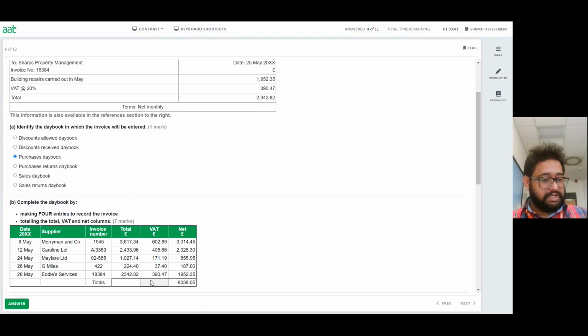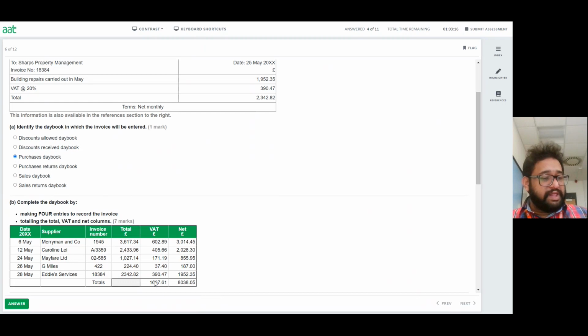Here, yeah, that's it. Then you're going to take this one, divide by 5. Yep. So if I divide that by 5, I have 1,607 pounds and 61 pence. This is going to be your VAT amount.